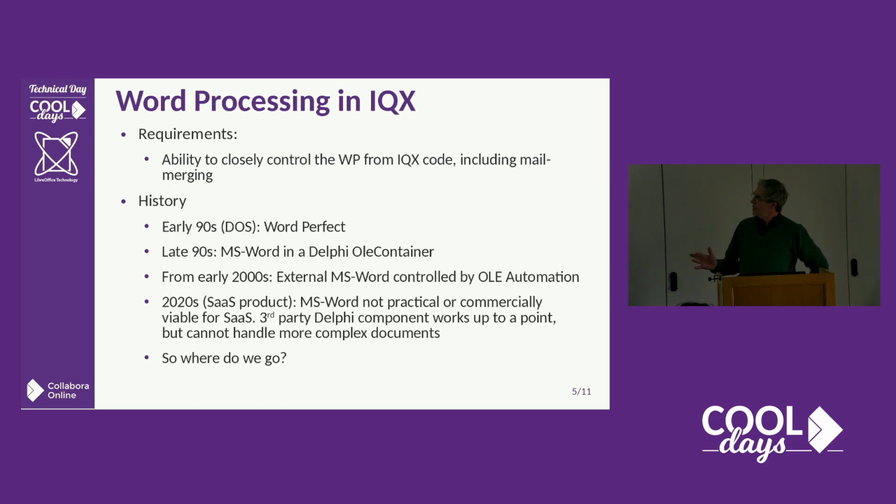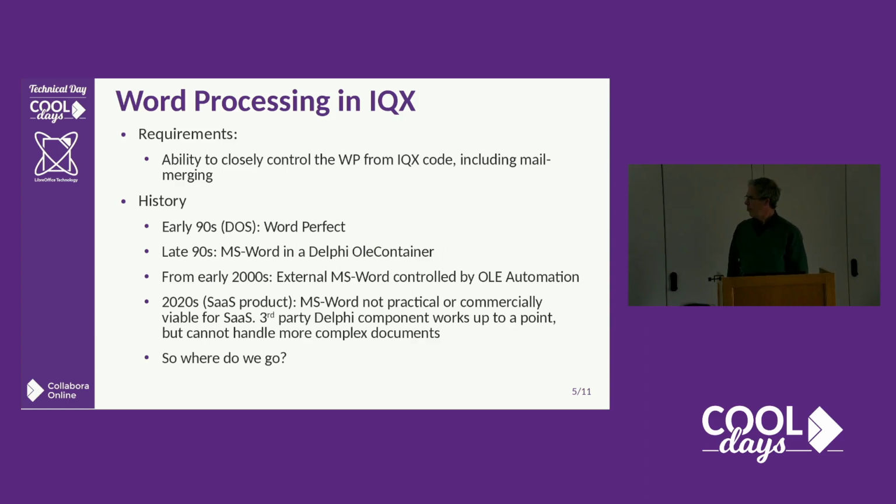One of the things we've always needed in IQX is to take close control over the word processor, because there's a lot of stuff like mail merging. We don't want to be exporting stuff and expecting users to import and press buttons, all the rest of it. We want to be able to take charge of the process and deal with it. All the way from the early 90s, where it started off as a text-based program, we've talked to a word processor. It started off as WordPerfect, the DOS-based program. Then when it went Windows, we talked to MS Word, controlling it using the usual OLE automation mechanisms.